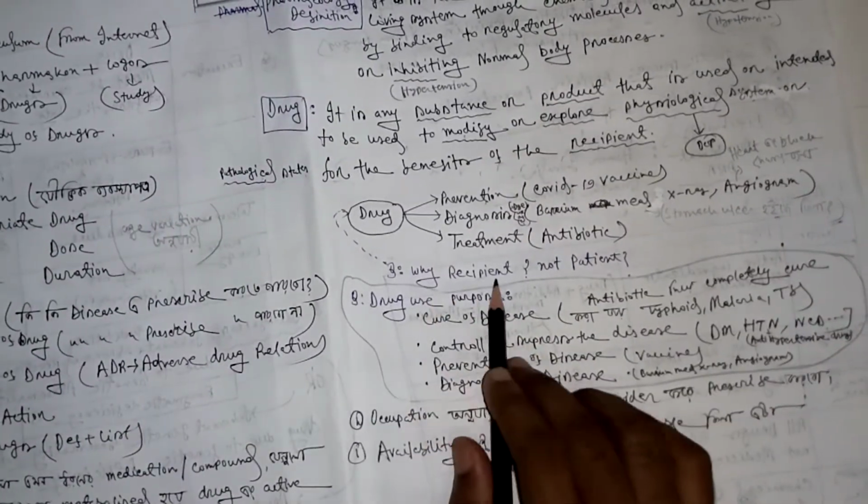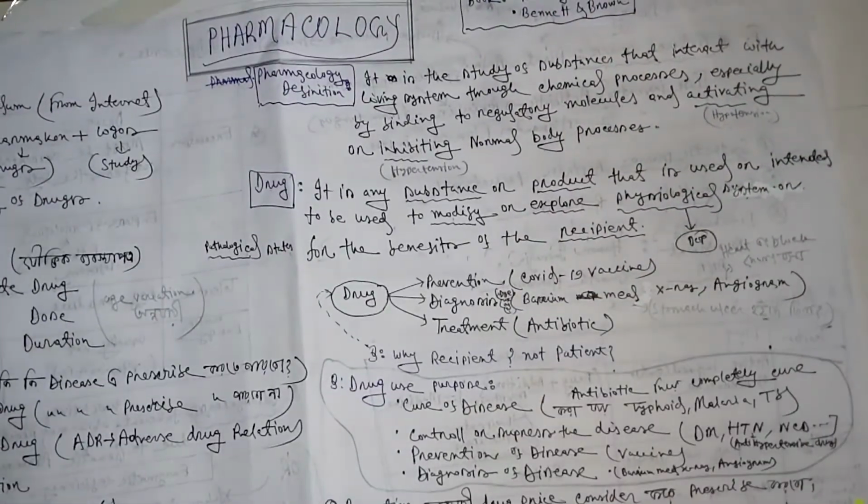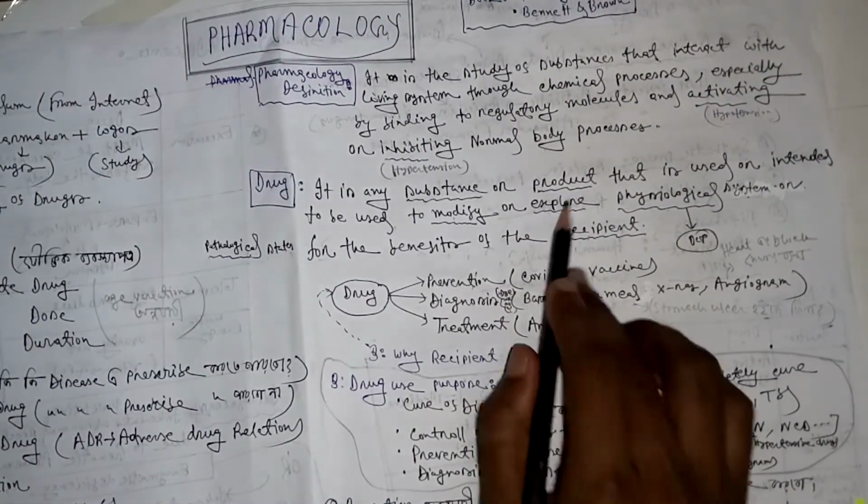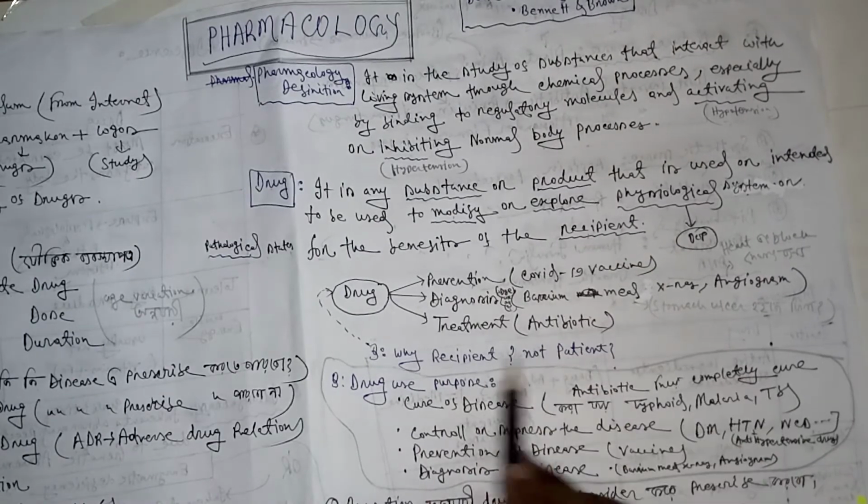Okay, there is a question: why recipient and not patient in the definition? So recipient does not mean patient. Why?